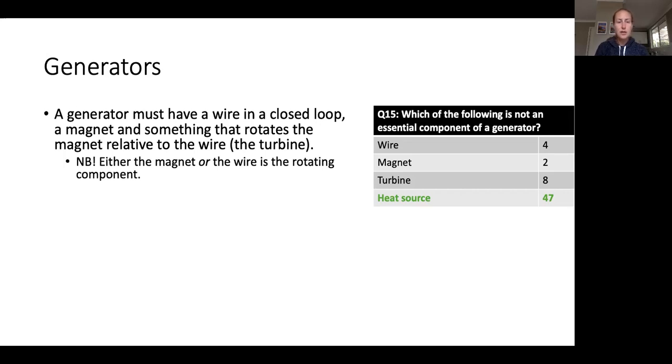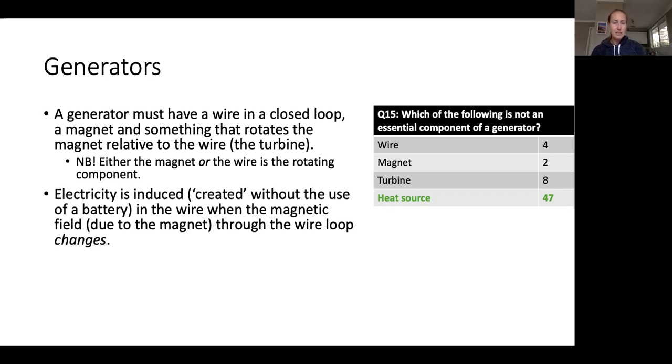And note that they just have to rotate relative to each other. So whether it's the magnet or the wire that's rotating, either of those will work when you build a generator. And different generators have solved that problem in different ways. So if you look at a generator, you might see a rotating magnet or you might see a rotating wire.